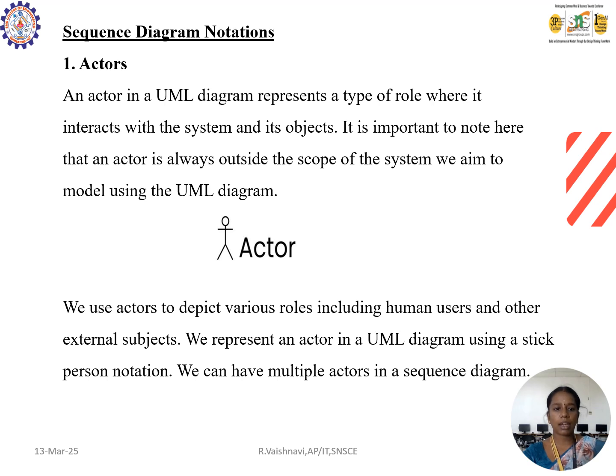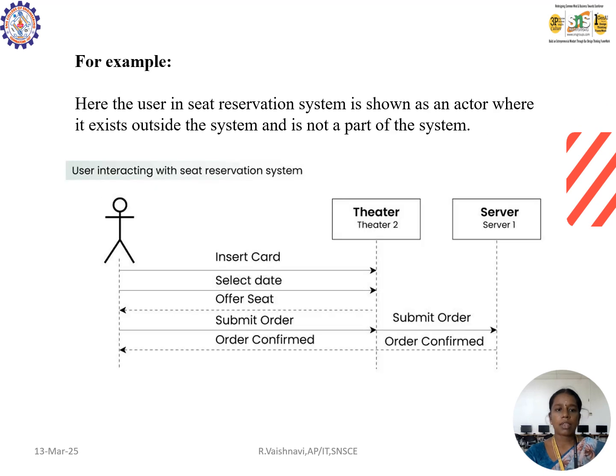First one will be the actor. The actor is a type of role that interacts with the system and its objects. It is important to note here that the actor is always outside the scope of the system we aim to model using the UML diagram. So, for example, here we have the example for the actor. That is, we represent the user as an actor. The actor will insert the card. The operation will be whether the card is accepted or not.